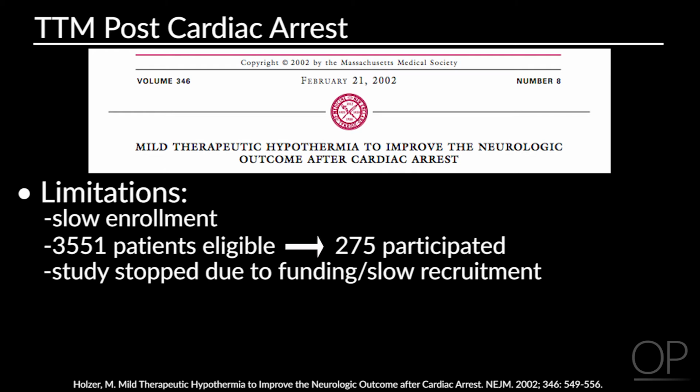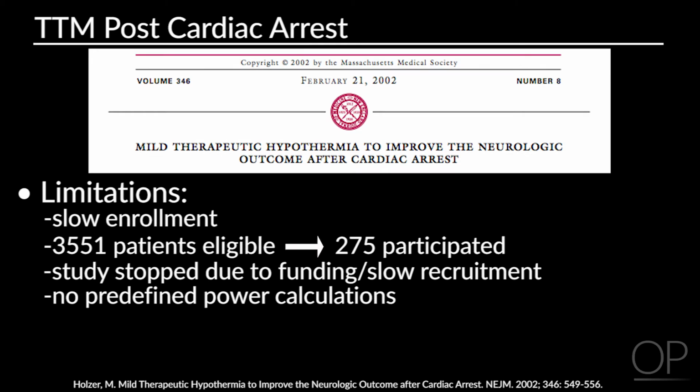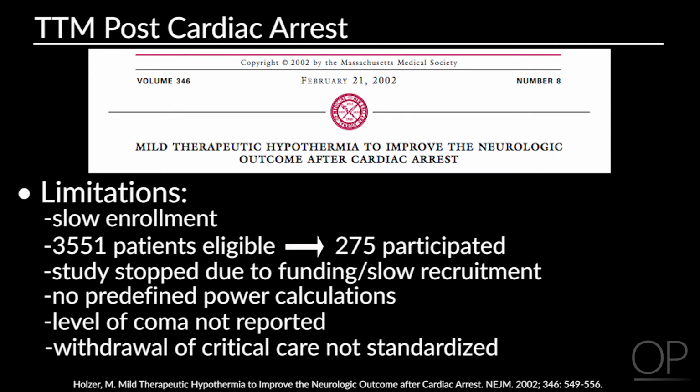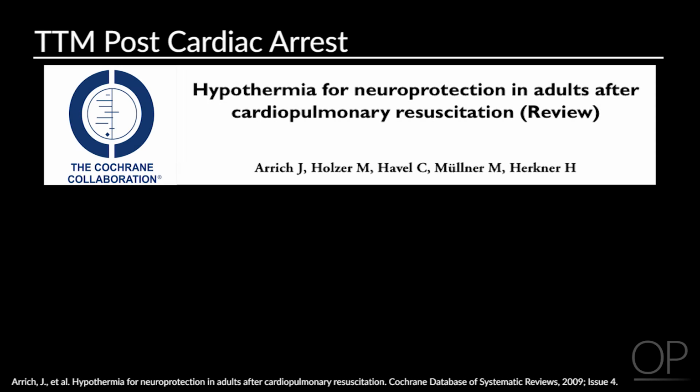There had been no stopping rules that had been pre-established. There were no predefined power calculations. The level of coma prior to randomization was not reported, as well as withdrawal of critical care was not standardized within the study. All that aside, a Cochrane review that was carried out in 2009 that looked at all of the temperature-targeted management trials to that point, which included four trials and 1 abstract, ended up making the final conclusions.